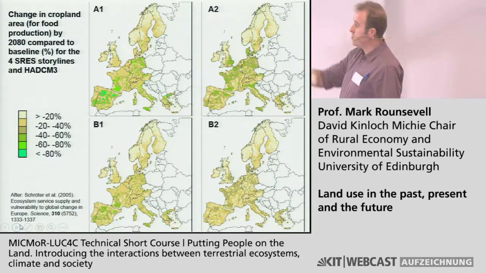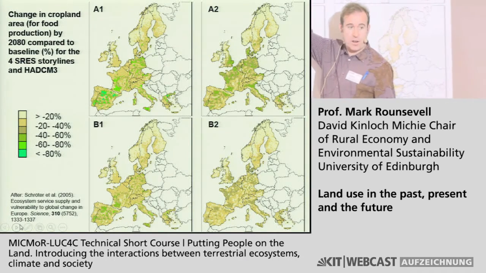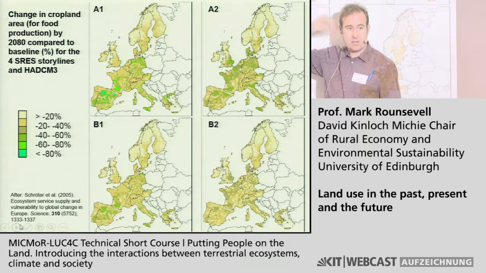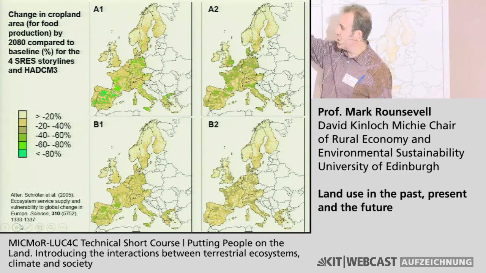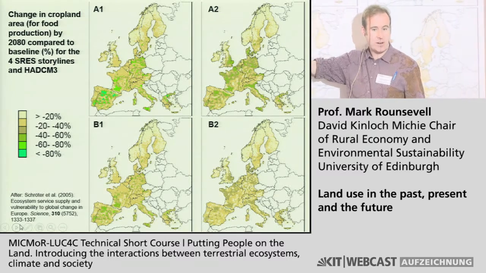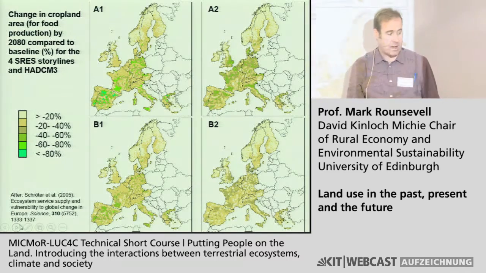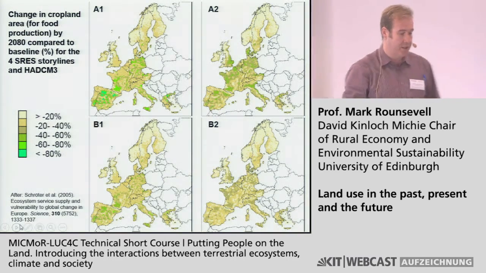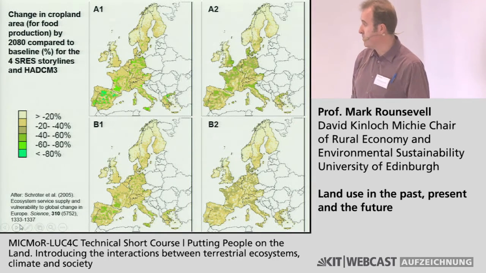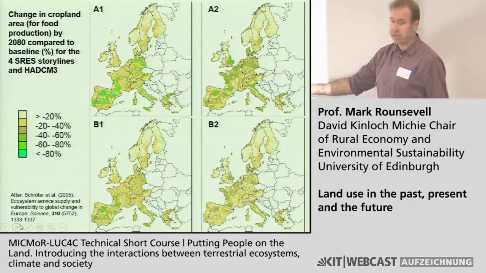And some of these are substantial. So you look at these bright green areas in the A1, where you remove all subsidies to support farmers, you get major declines, up to 80% of cropland areas in certain parts of the world which have less of a comparative advantage for the production of crops. Some scenarios, those reductions are a little less.